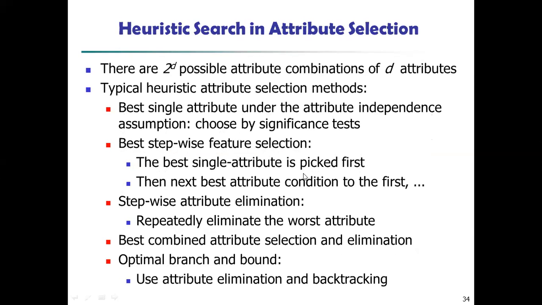Heuristic search in attribute selection. There are 2 to the power d possible attribute combinations of d attributes. Typical heuristic attribute selection methods: first, the best single attribute under the attribute independence assumption, chosen by a significance test. Best stepwise feature selection, stepwise attribute elimination, best combined attribute selection and elimination, and optimal branch and bound. So these are the methods you have to mention in heuristic attribute selection.